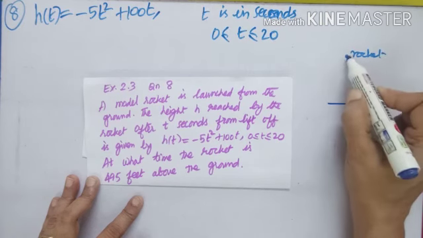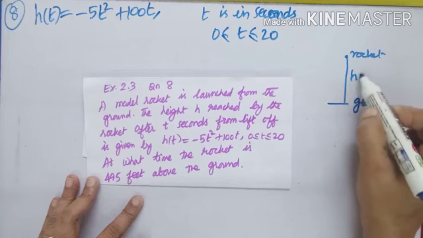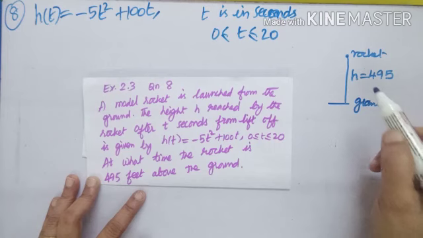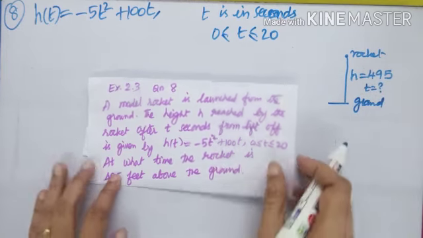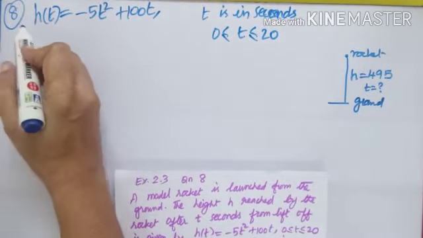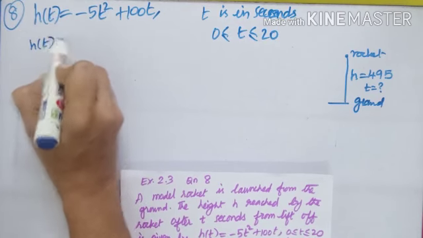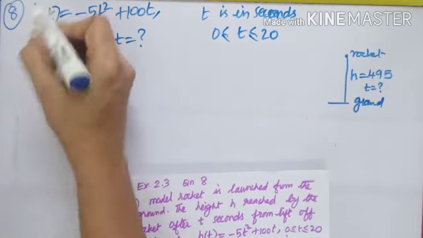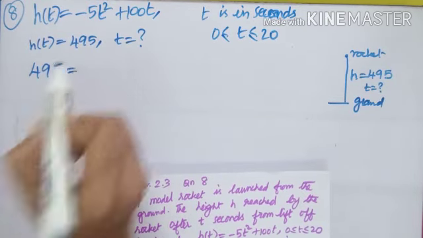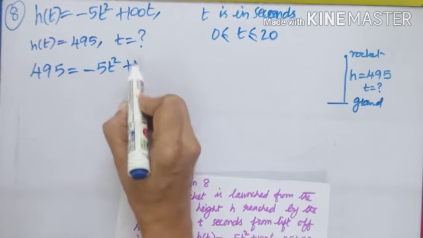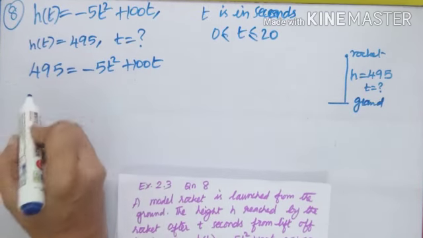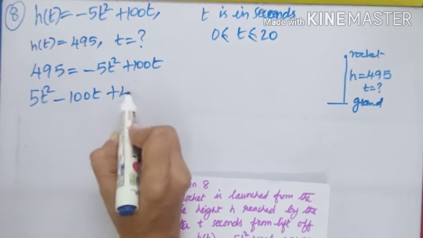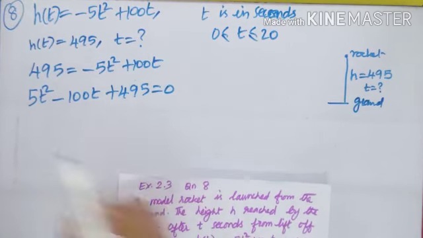So the question is, what is this height when it is 495? I need to find the time. So t equal to what? In this equation, in the place of h of t, I substitute 495 and you need to find what is t. Substituting, 495 equals minus 5t square plus 100t, bringing everything to the same side: 5t square minus 100t plus 495 equal to 0.